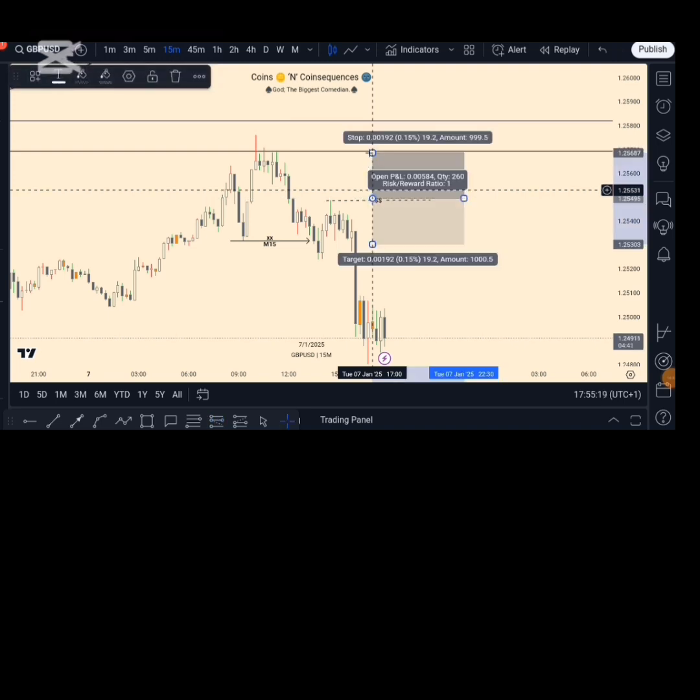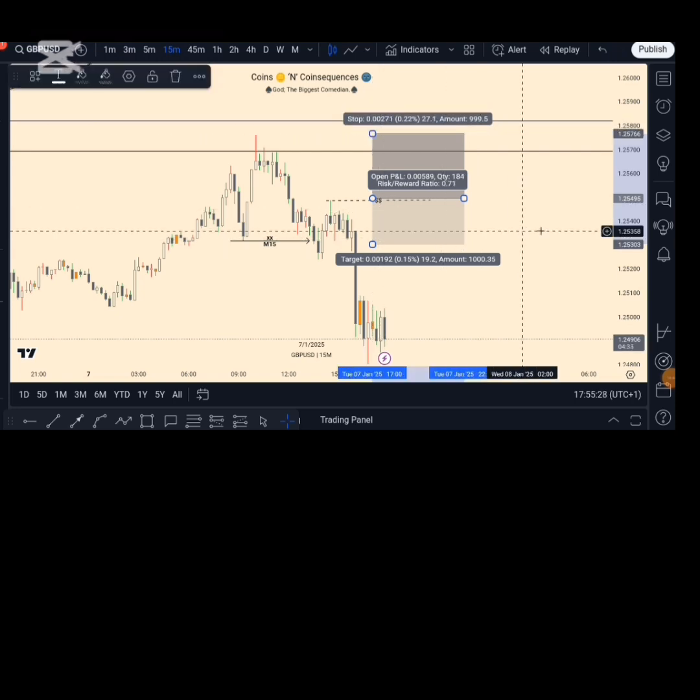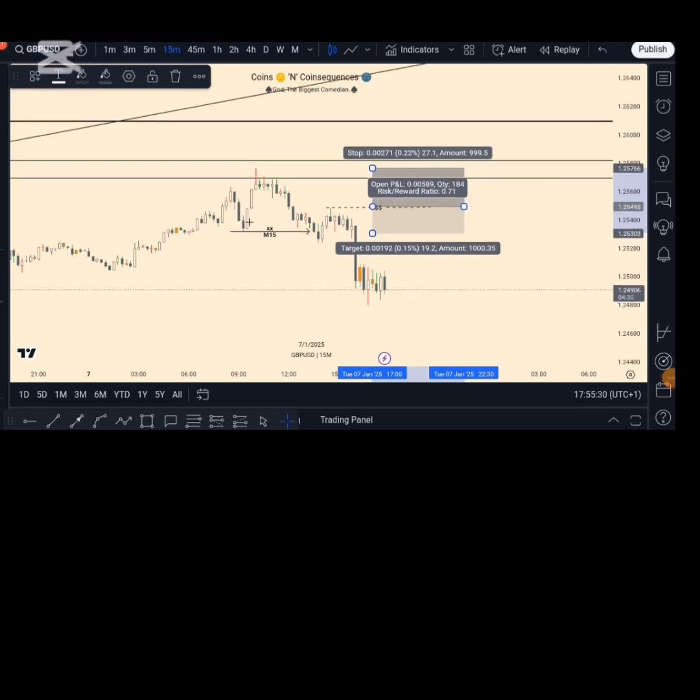Okay, let's take our FVG as this. So our SL will be here. Then our TP will be somewhere here.